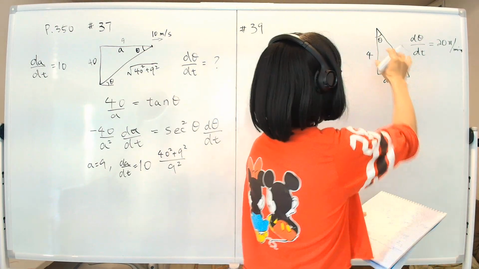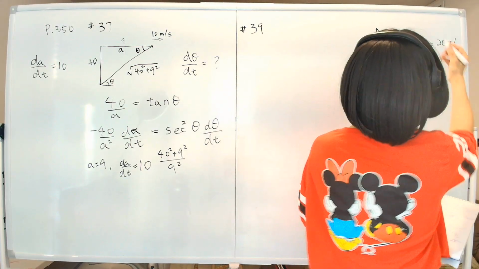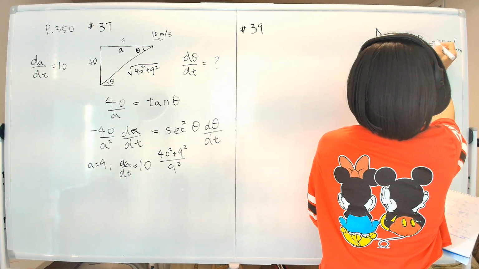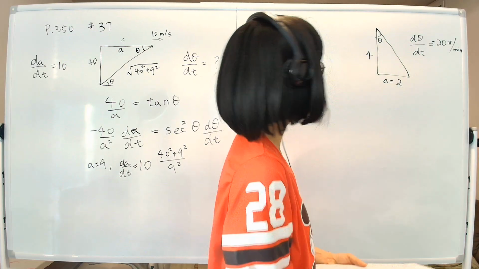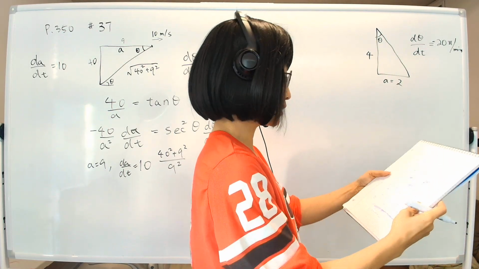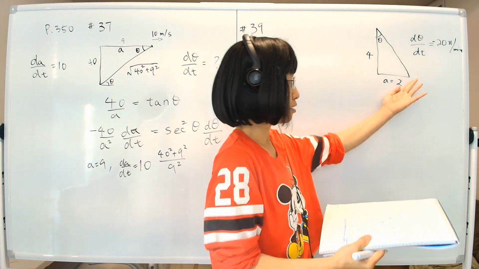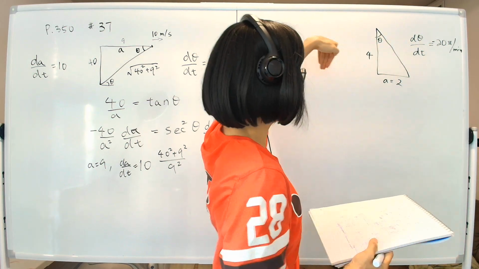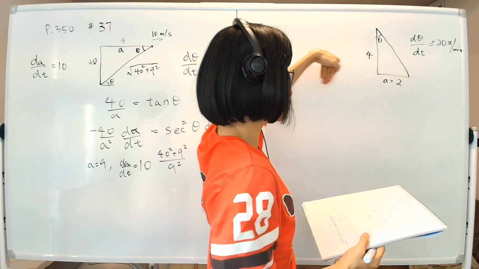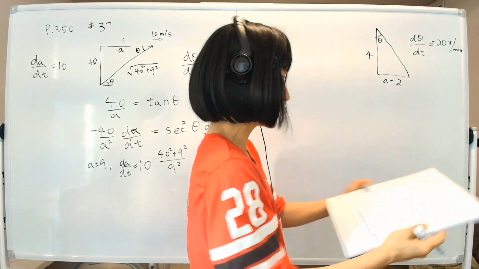By the way, theta is decreasing because it's turning this way. So we'll put a negative sign there to show that the angle is decreasing at this point. So A is 2, and you know that A is also decreasing because the light is swinging clockwise, which means it's going this way, like the clock. If you remember how a clock works.